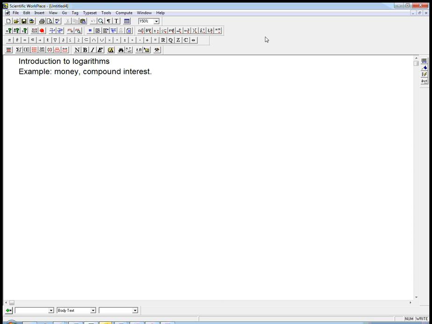Here's a quick introduction to logarithms, which is going to be a pretty important topic. I want to start with an example based on money and compound interest. We know the formula for compound interest. Here's our master formula that we got. And I want to simplify it just a little bit.